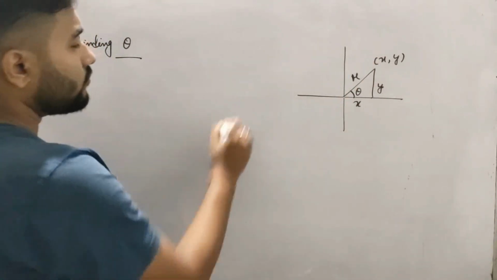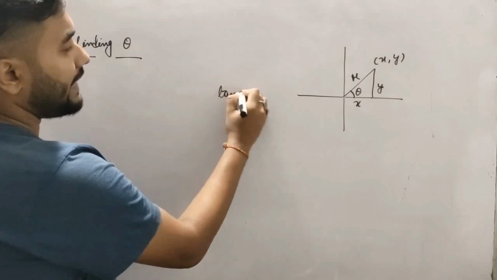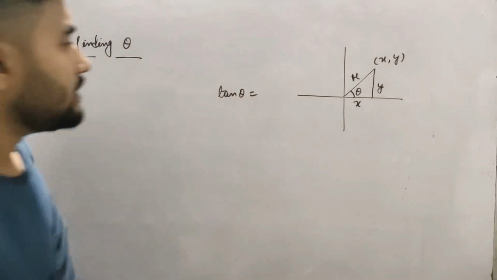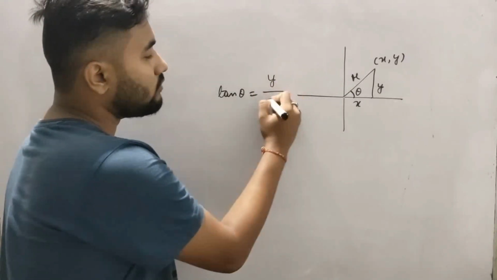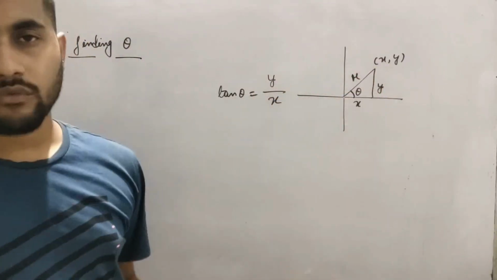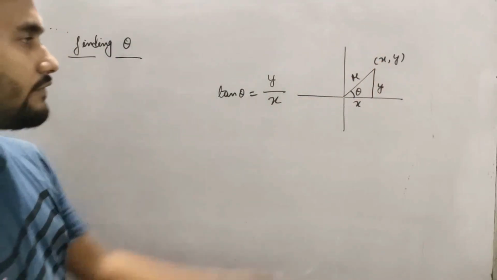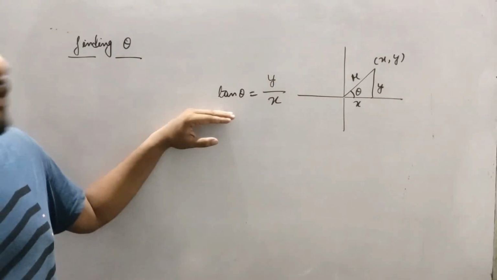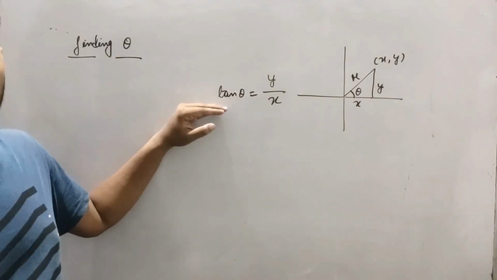So the simple way to find theta is, our formula will be tan theta, because tan theta is perpendicular by base, and we know the value of the perpendicular and we know the value of the base, because without knowing these values, how would I get this coordinate, right? So definitely I know this and this. So how will I find theta? By using tan.